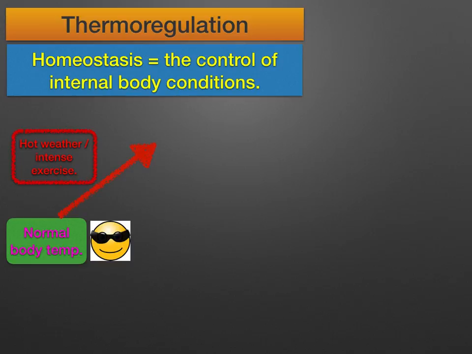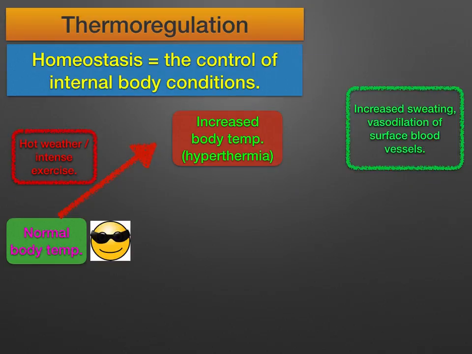If there's very hot weather or you're exercising a lot, then that body temperature is going to start to increase as heat builds up. The scientific word for this increased body temperature is hypothermia. If the body temperature keeps getting higher, then you're going to have problems.